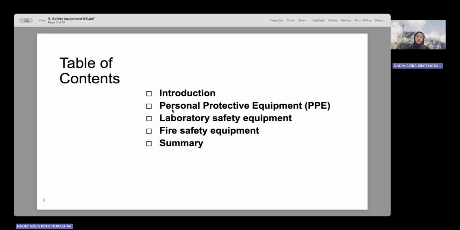This will be our table of contents, which is the introduction, personal protective equipment or PPE, lab safety equipment, fire safety equipment, and in the end, we'll be able to reach the summary of this topic.